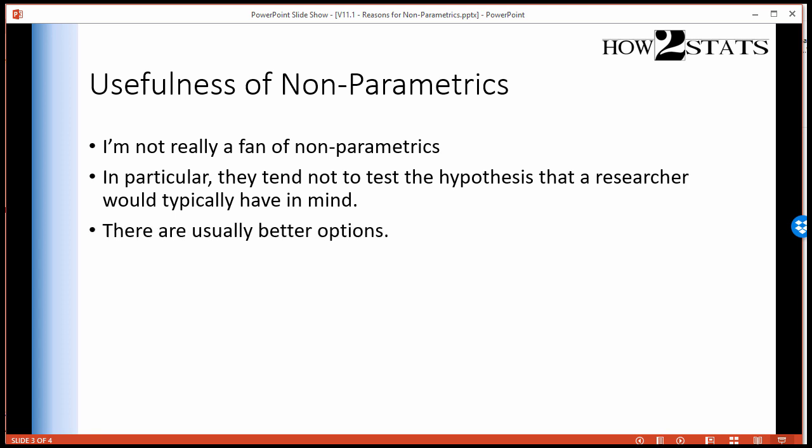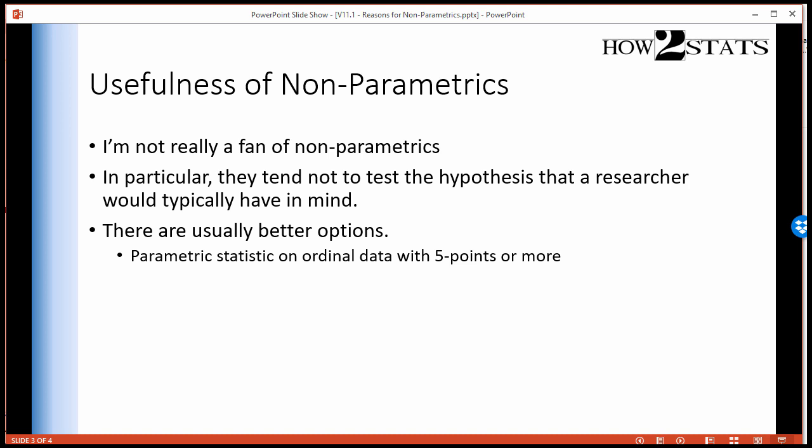I'm also not a fan of non-parametrics because usually there are better options available. So for example, parametric statistics like the ANOVA, t-test, Pearson correlation usually work on ordinal data so long as there are 5 points or more. And that's a lot of cases in practice and research, like a Likert scale on a questionnaire, for example. You'll discover in this chapter that parametric statistics often yield accurate results on such data.